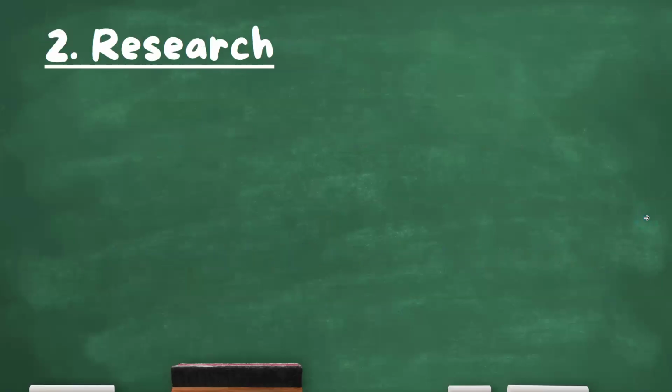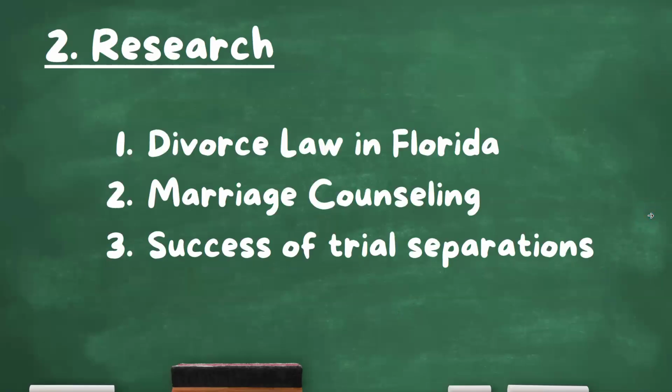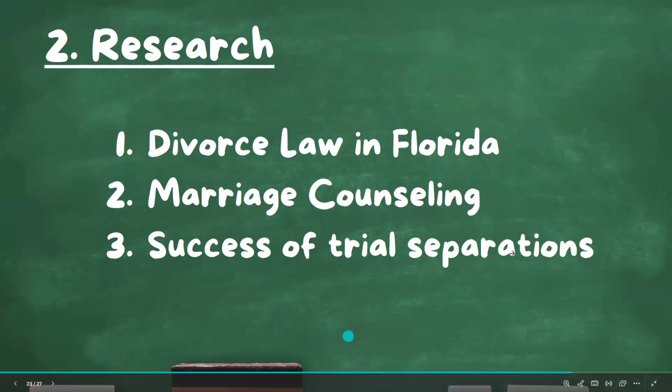So for research, if I'm Bob, I would look up divorce law in Florida because I live in Florida. I would look up marriage counseling, and I would look up successive trial separations because maybe these are some of the things that I'm thinking about. So I don't need you to look all these things up. I don't want resources for these things. I just want you to give me 3 to 4 sentences about where your decision maker would search for that information and how it would help them come to a conclusion.